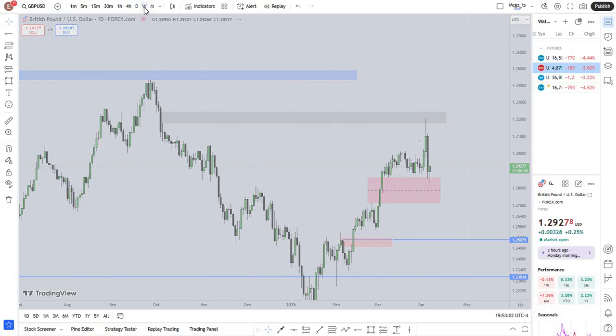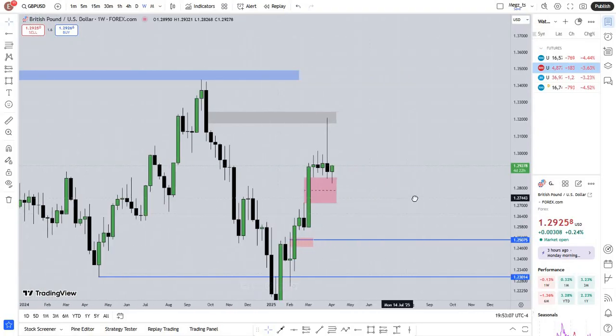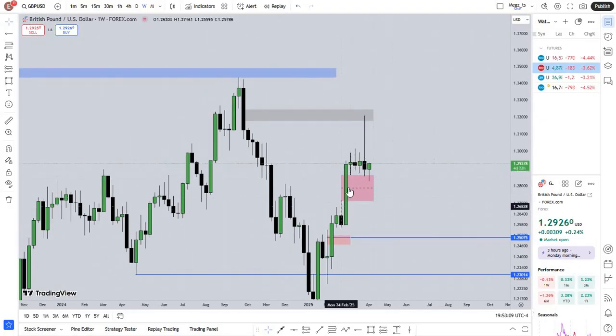So let me go to the weekly time frame. Looking at the weekly time frame right here, I'm looking at this fair value gap. I don't want to see price trade below the consequent encroachment of this. I want to see a portion of this fair value gap stay open. I don't want to see price trade to the lower portion of it at all. That will give me more confidence in the bullishness that I'm expecting.